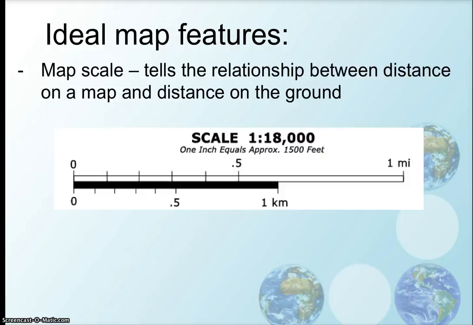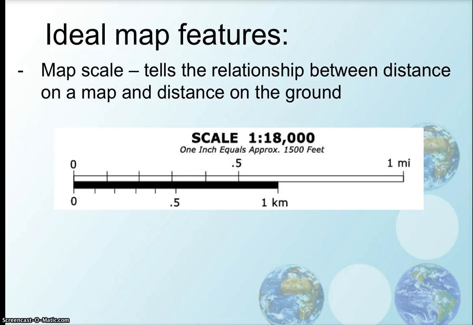Another feature that's really important is something called the map scale. Map scale tells us the relationship between distance on a map and distance on the ground. And this will often be presented in one of three or perhaps all three ways. You might see it shown in terms of a proportion. For example, we see 1 to 18,000. So 1 inch on the map would equal about 18,000 inches on the ground. We might see it written out. So for here we say 1 inch equals approximately 1,500 feet. And we might also see it as a pictorial scale. So we see here the scale showing from 0 to 1 mile.